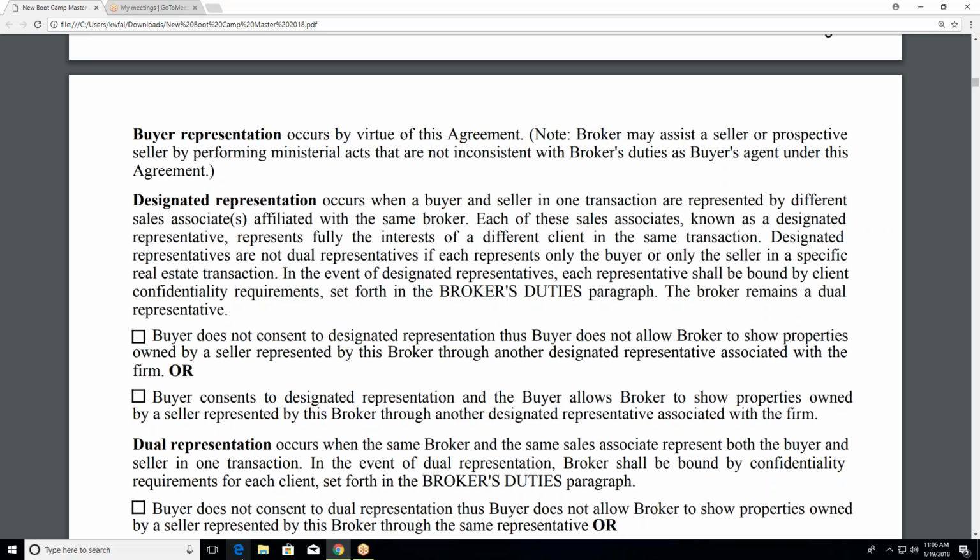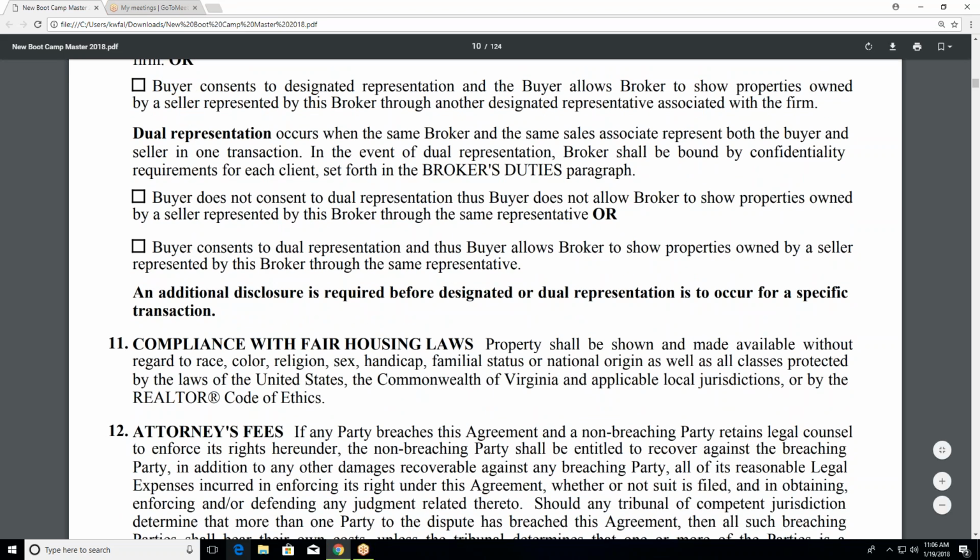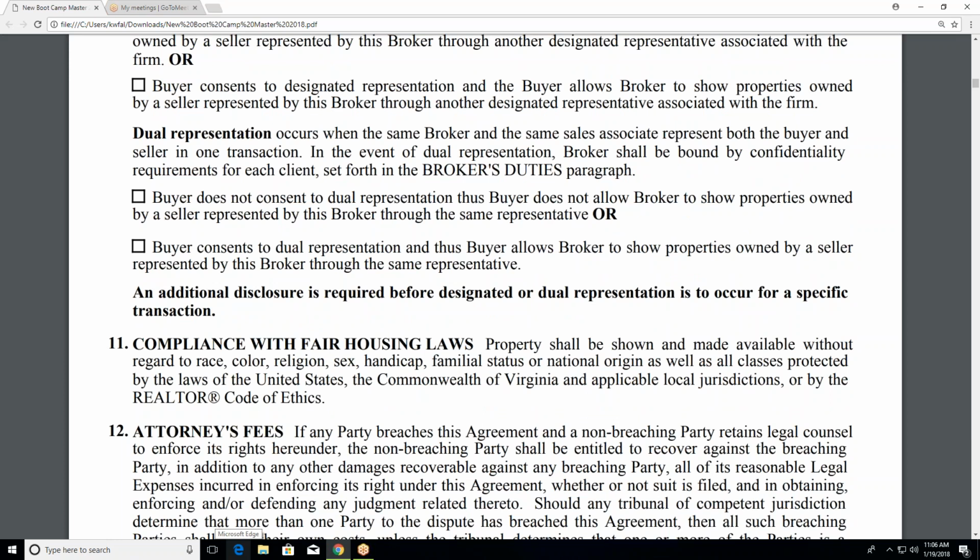Okay. So now going to the other side, we're talking about dual representation. Dual representation occurs when the same broker and the same sales associate represent both the buyer and the seller in one transaction. In the event of dual representation, brokers shall be bound by confidentiality requirements for each client set forth in the broker duties paragraph. Okay. As new agents, I would implore you not to be dual agents. You don't know enough to know that you don't know enough. Okay. Some people can be very successful with this and some cannot.